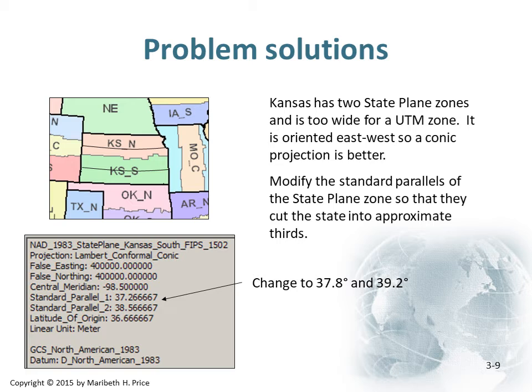because conic projection has two standard parallels, and we set it up so one of the standard parallels ran through the top part of the state and one ran through the bottom part of the state, effectively making a single state plane zone that has been expanded so that it would then more correctly represent the entire state of Kansas. Only requires changing a couple numbers. The hardest part's figuring out what those numbers need to be.